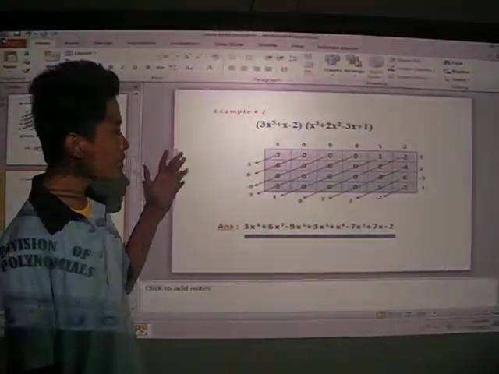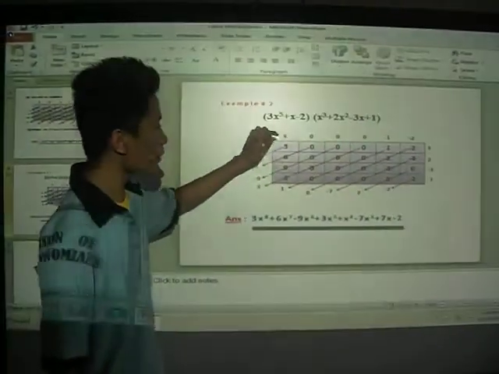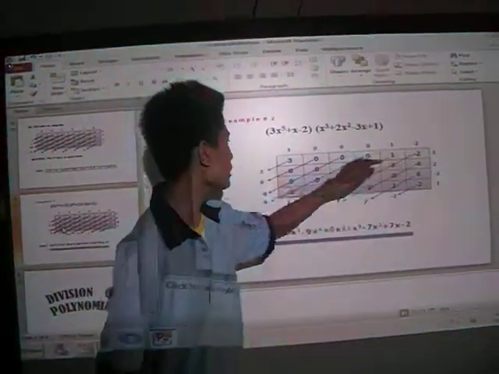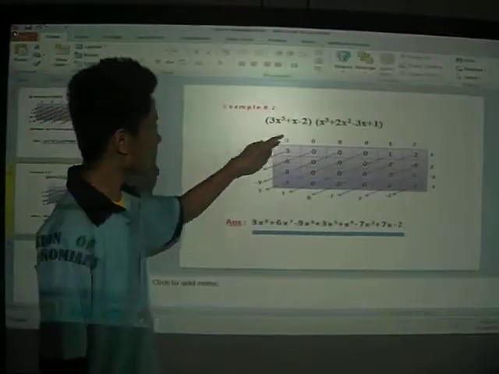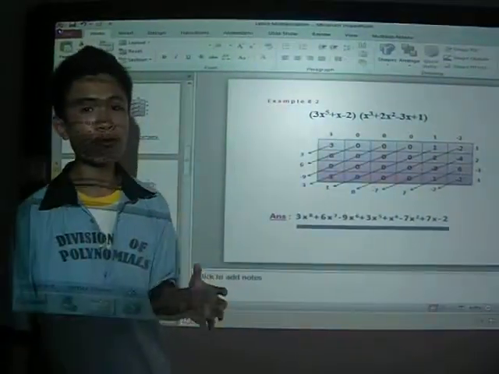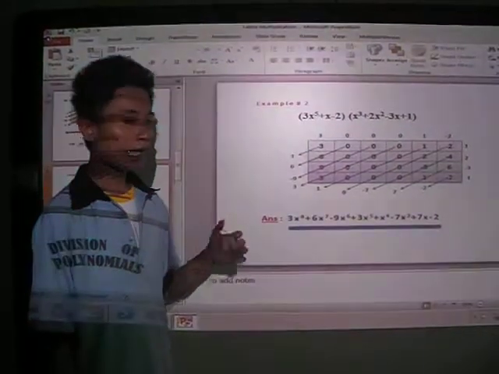And then multiply the first coefficient number to the first coefficient number of the second factor. We have 3 times 1 is equal to 3. And then add it diagonally. We have 3, 0 times 1 is equal to 0, and so on and so on. And then form it like a polynomial. That's the way of the lattice multiplication.